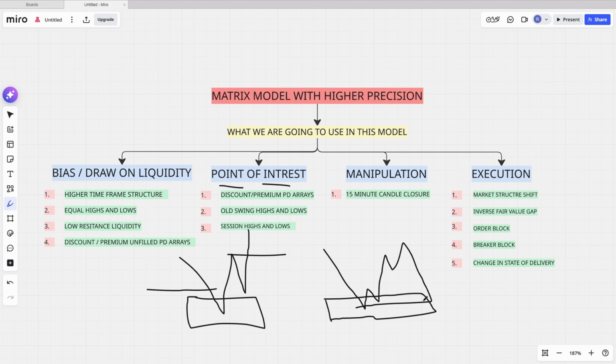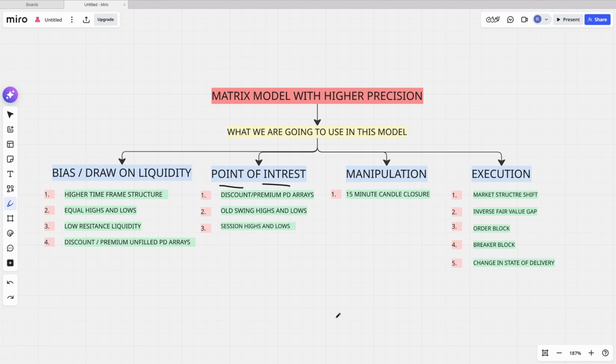Finding a point of interest is very simple and does not need to be complicated. The first step is to mark out the range in which price is currently moving. Once that range is defined, the point of interest is selected based on your directional bias. If your bias is bullish, you should focus on discounted price delivery arrays within the bullish leg of the move. It is important to understand that when your bias is bullish, you should always use a bullish range to define your point of interest.